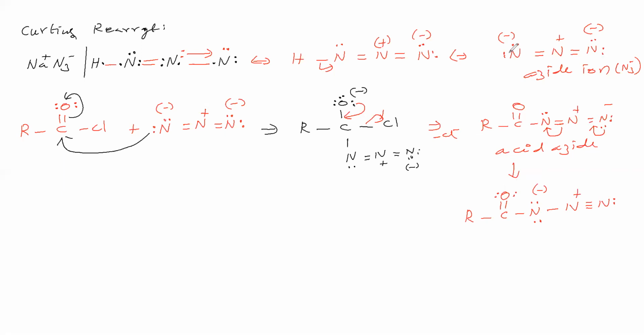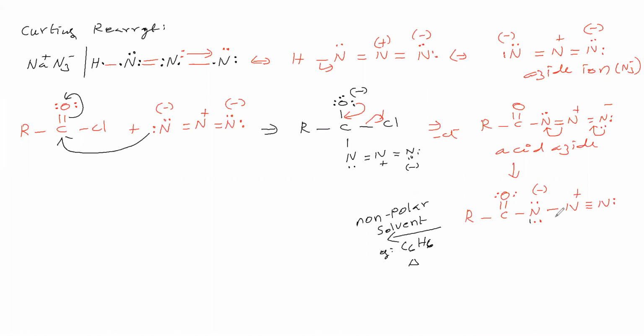Okay, next step we will see. In the next step, we are taking this one in a non-polar solvent. A non-polar solvent example is benzene. It is heated. So what happens is this R takes the bond and comes and attacks this N. That migration we will see later.